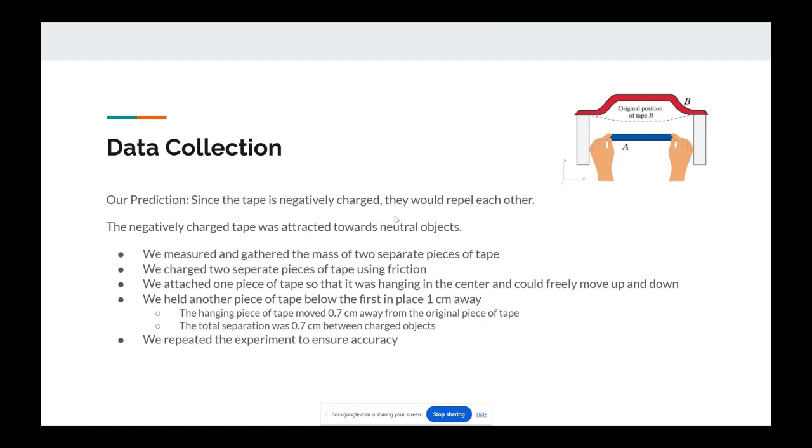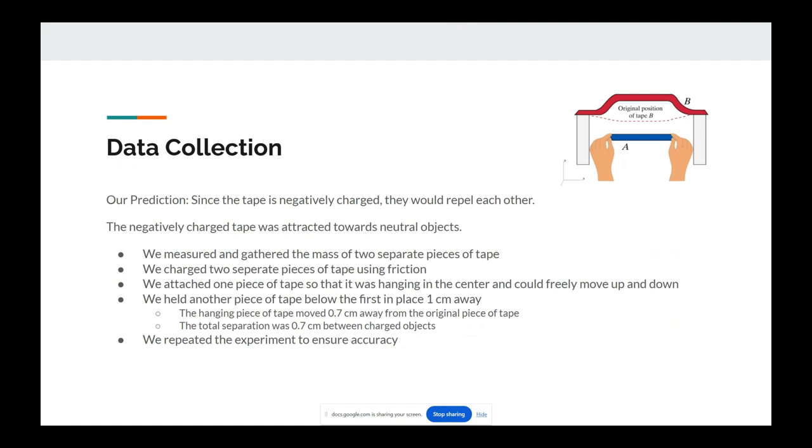How we collected our data: we predicted that since the tape is negatively charged, they would repel each other. The negatively charged tape was attracted towards neutral objects, which again proves it's negative. We measured and gathered the mass of two separate pieces of tape. We then charged two separate pieces of tape using friction so that they have roughly equal charge.